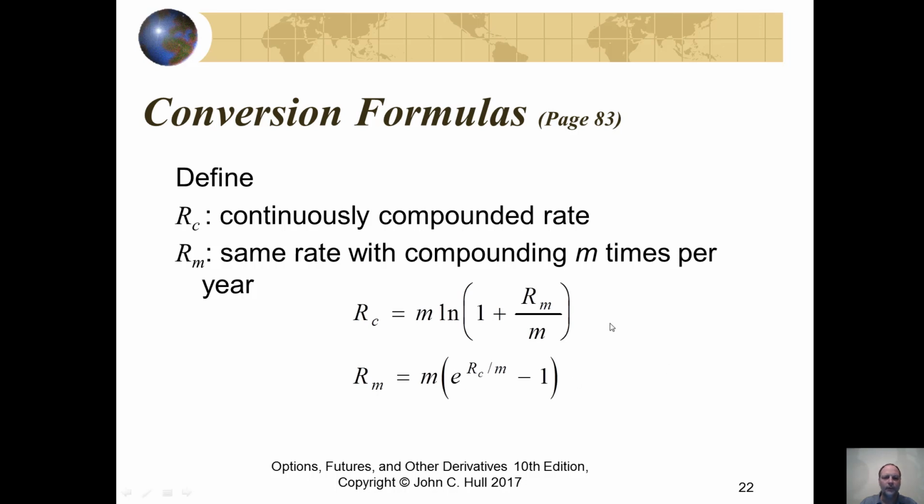Converting back and forth, as shown in the other videos, we can solve for R continuous as a function of R quantized. So R continuous is M, the number of compounding periods, times the natural log of 1 plus Rm over M. So if M is 1, Rm is the rate quoted once a year. If M is 2, R2 is the rate quoted twice a year, and you're converting that to the equivalent continuous rate. That will give you the same future value as a function of present value at the end of the year. You can reverse this formula and say Rm equals M times (e to the R continuous divided by M, minus 1).